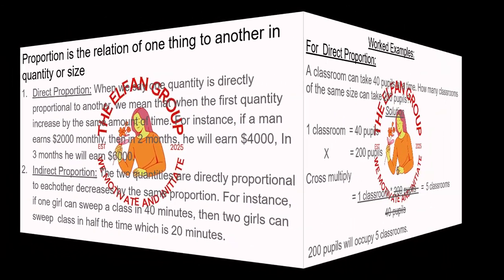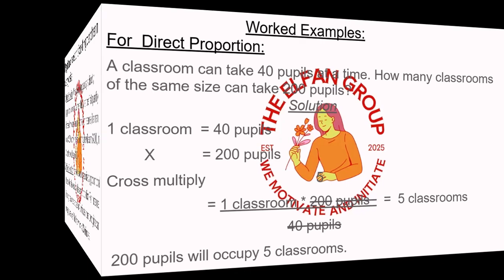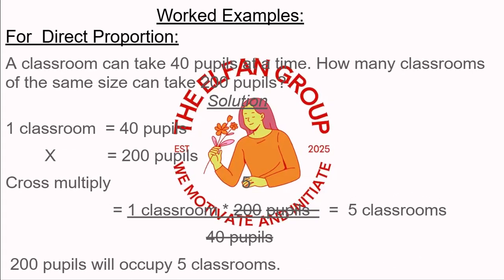Now, here are the worked examples for direct proportion and indirect proportion. A classroom can take 40 pupils at a time. How many classrooms of the same size can take 200 pupils? Now, we're going to arrange it in the form of 1 classroom equals 40 pupils because it is stated in the question. And now, since they did not state how many classrooms can take 200 pupils, it will be taken in the form of x equals 200 pupils.